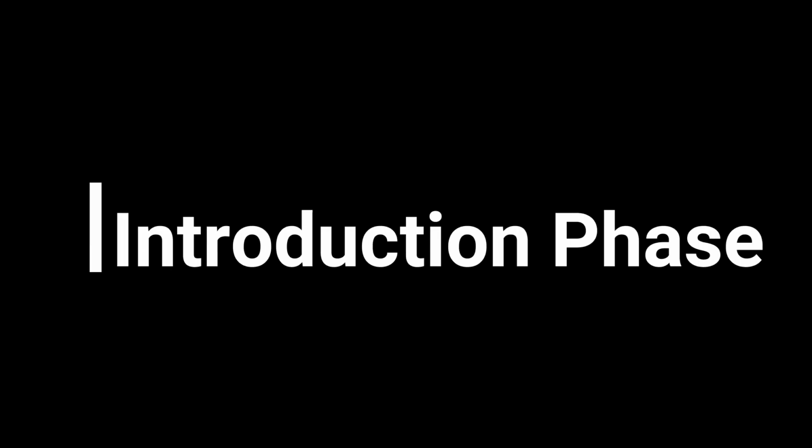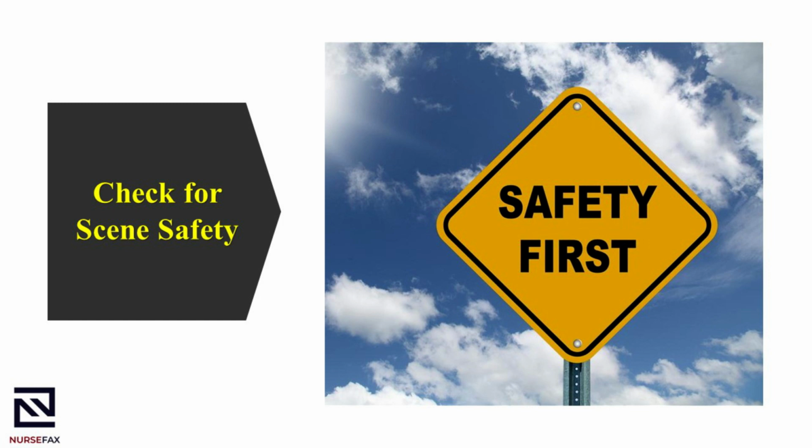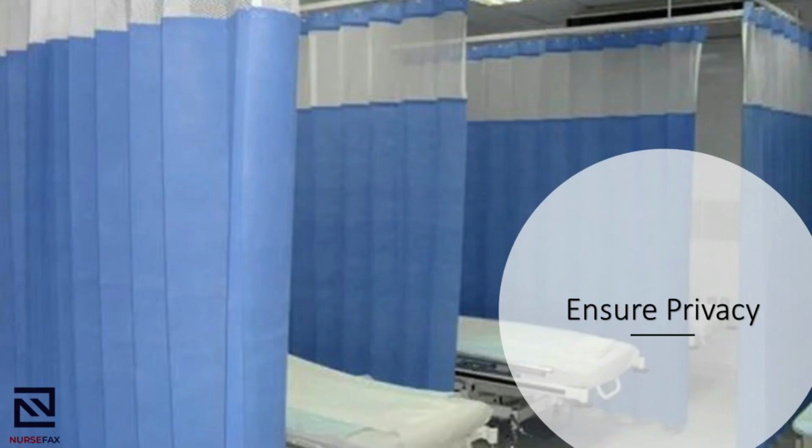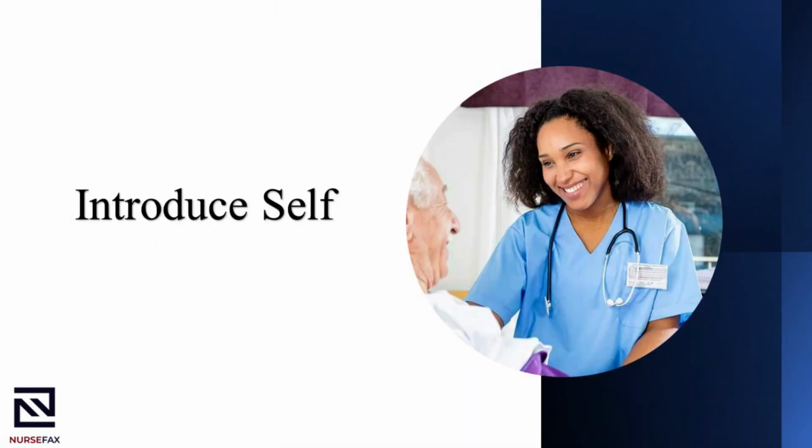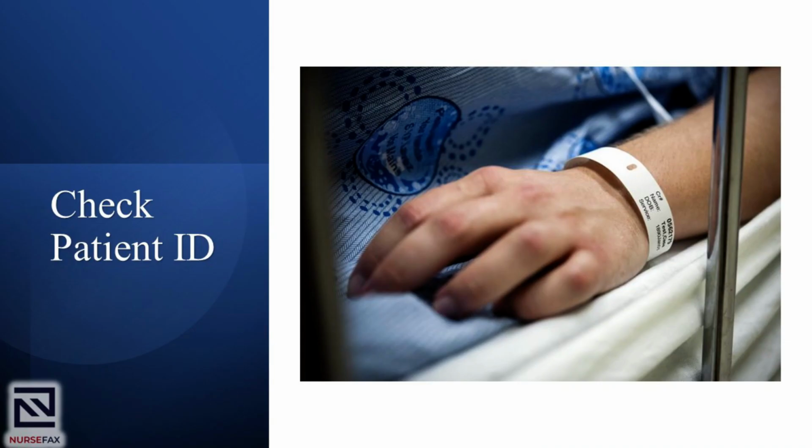Introduction phase. In the introduction phase, you will need to perform all of the listed below. 1. Checking for scene safety. 2. Close the curtain or door to ensure privacy. 3. Hand hygiene. 4. Introducing yourself to the patient by saying your name and adding that you are going to look after them today. 5. Confirm the patient's identity. Ask for their name and date of birth and hospital number, but you can also confirm this by checking against their wristband.